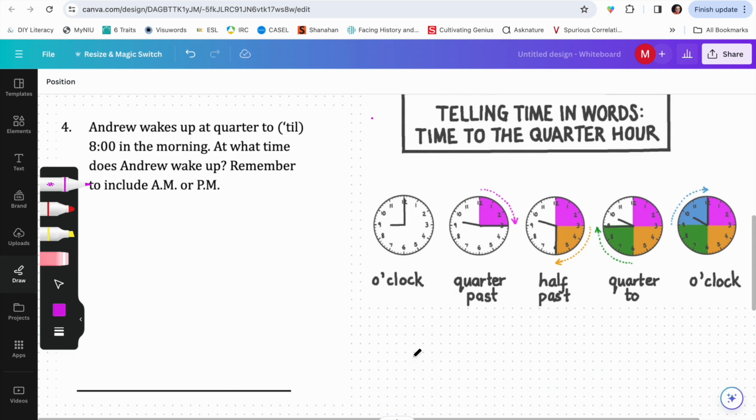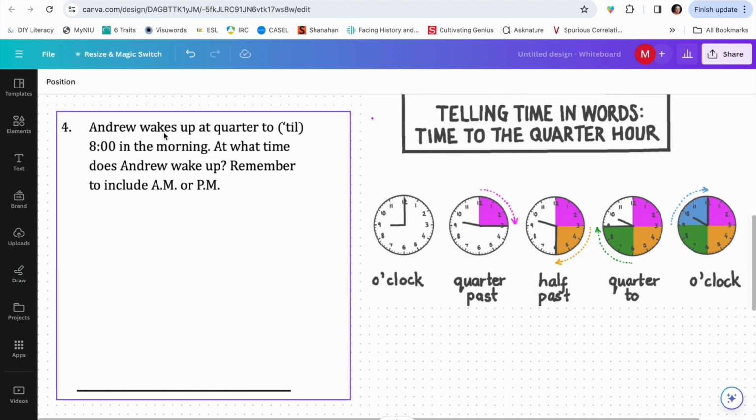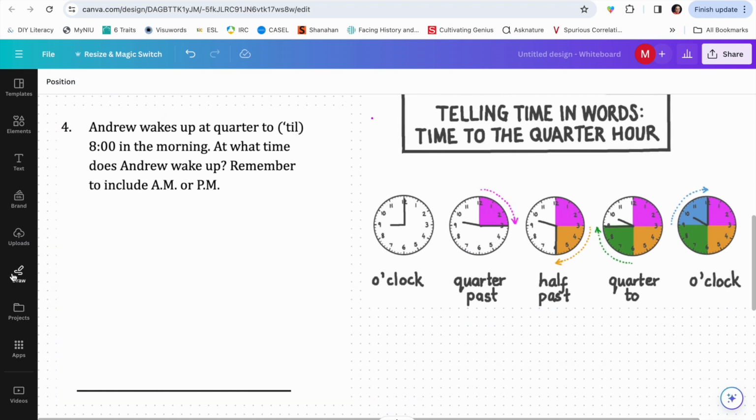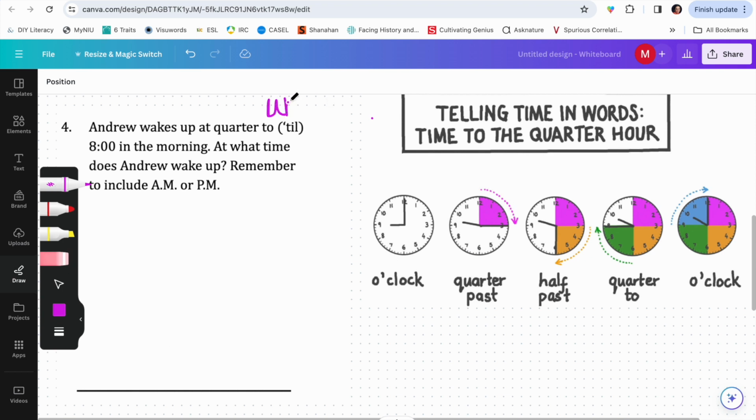Okay, my friends, for this next one, I wanted to pull up this nice little anchor chart that we've been using so that we can remember what some of these terms mean. So for number 4, we see Andrew wakes up at a quarter till, another way we could say this is until. It really is short for until 8 o'clock in the morning. At what time does Andrew wake up? Remember to include AM or PM.